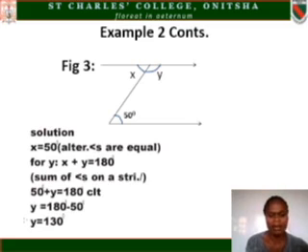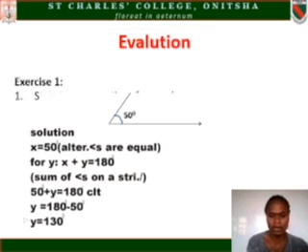For Y, angle X plus angle Y is equal to 180, sum of angles on a straight line. So since we have gotten X as 50 degrees, we now substitute: 50 degrees plus Y is equal to 180. We collect the like terms. Y is equal to 180 degrees minus 50 degrees. Therefore, Y is equal to 130 degrees.